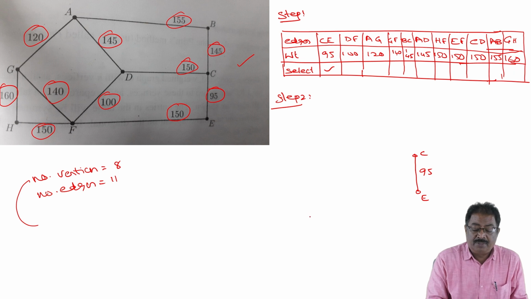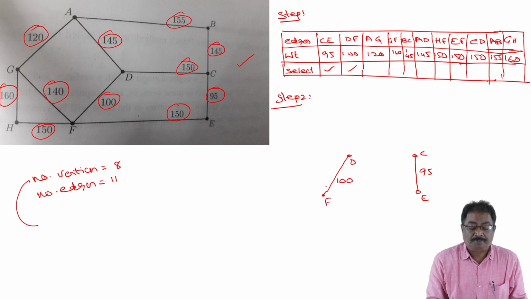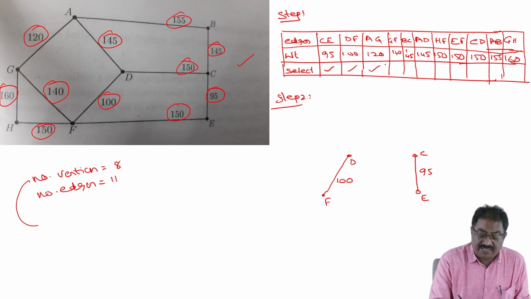Okay. Now, CE is over. Next, DF we have to consider. We are going to take this. So no problem for me to consider this edge because there is no loop going to be formed. So DF we have to consider, whose weight is 100. Next, AG 120, A and G. This is also no problem. And we have to consider AG, which is 120.